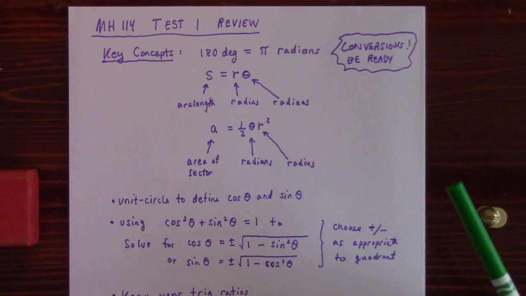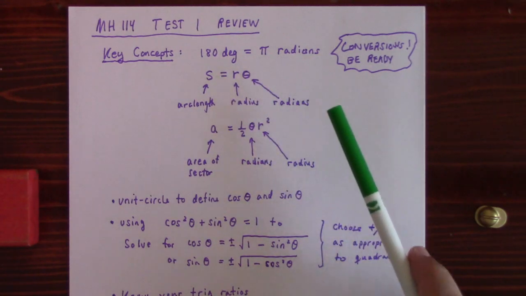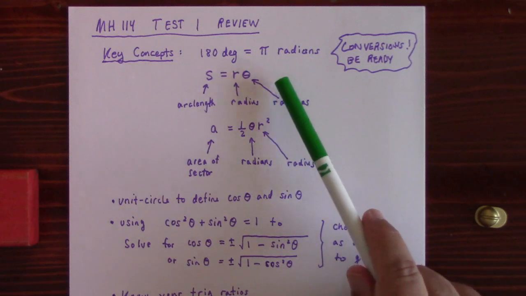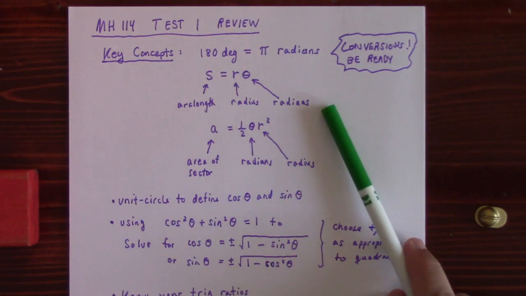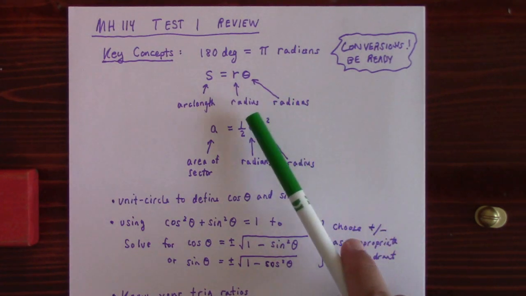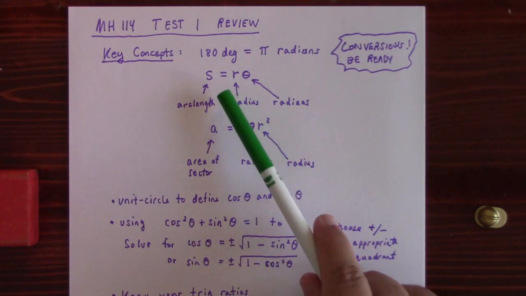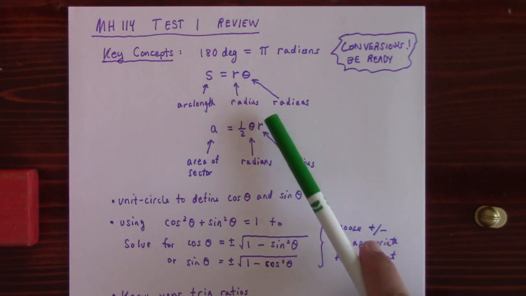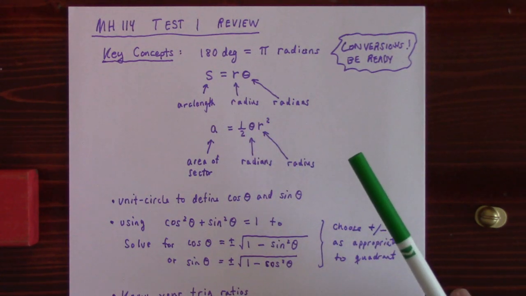So the key concept, of course, being able to convert degrees to radians and vice versa. Key relation, of course, 180 degrees is equal to pi radians. We've done a bunch of those. I might ask you a question about arc length and how to calculate it. Remember the s equals r theta formula. And you must use radians for that to work out right.